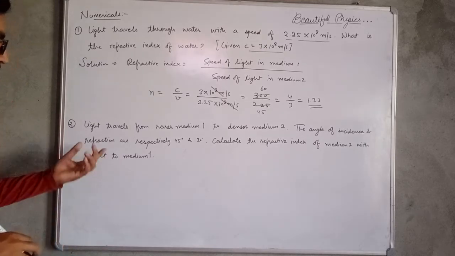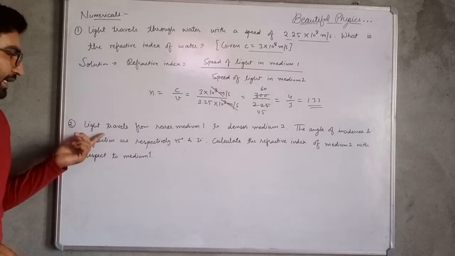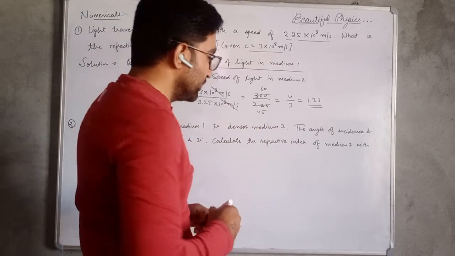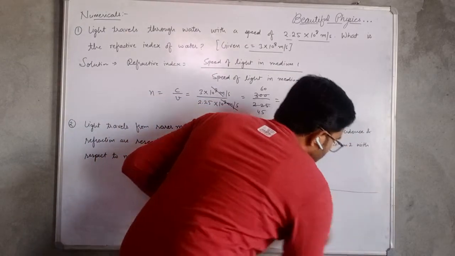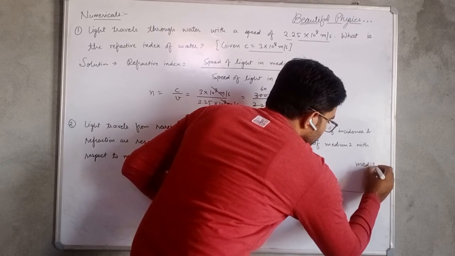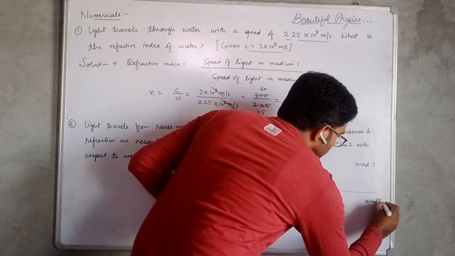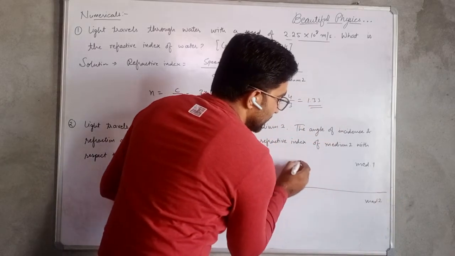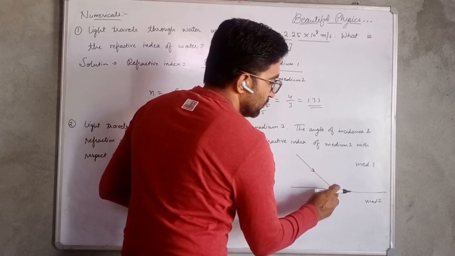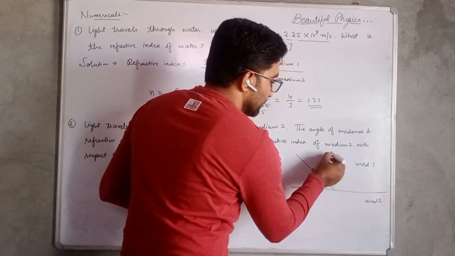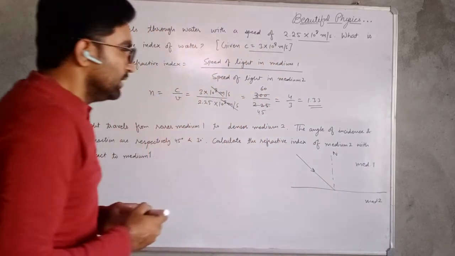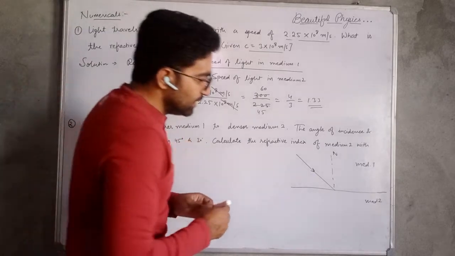Okay, now let's move towards the second numerical. Light travels from rarer medium 1 to denser medium 2. Suppose this is our interface, and it is medium 1 and it is medium 2, and light travels from medium 1 to medium 2. Suppose this is our normal n, and it is traveling from rarer medium to denser medium, then it will bend towards the normal.